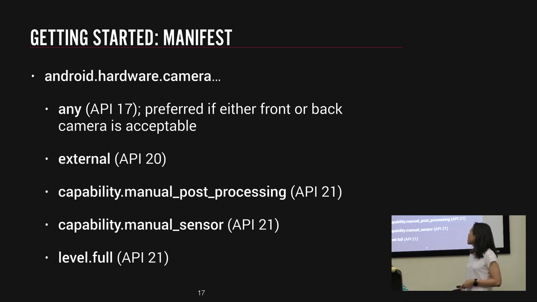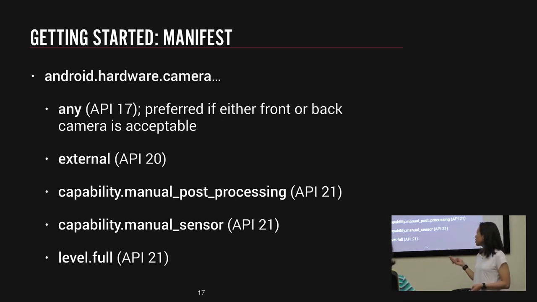So there are a few more manifest values that might be interesting to you. You can be a little more relaxed with your requirements. If your application just needs a back or front camera, but neither one specifically, you can just say that my user just has to have any camera. You can actually specify that your camera must support external devices, and this is pretty new, it's API 20.